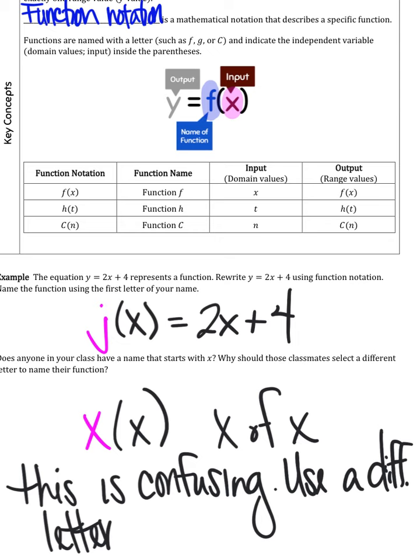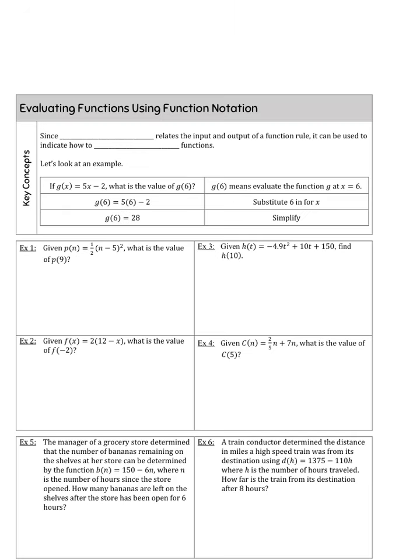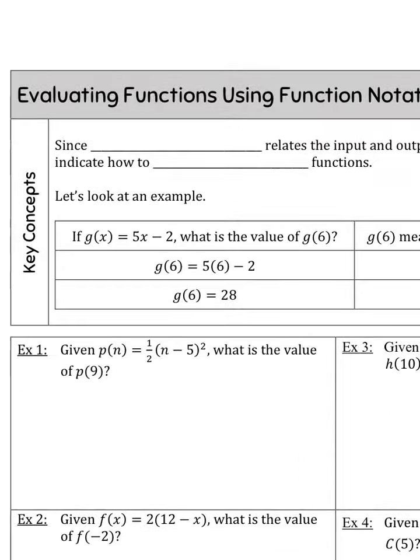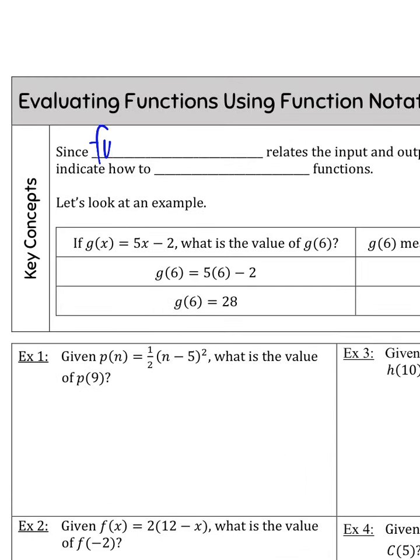Once you have all that down, turn your paper over and let's look at some of the examples. Now we're going to evaluate the functions using function notation. Since function notation relates the input and output of the function rule, it can be used to indicate how to evaluate the information.